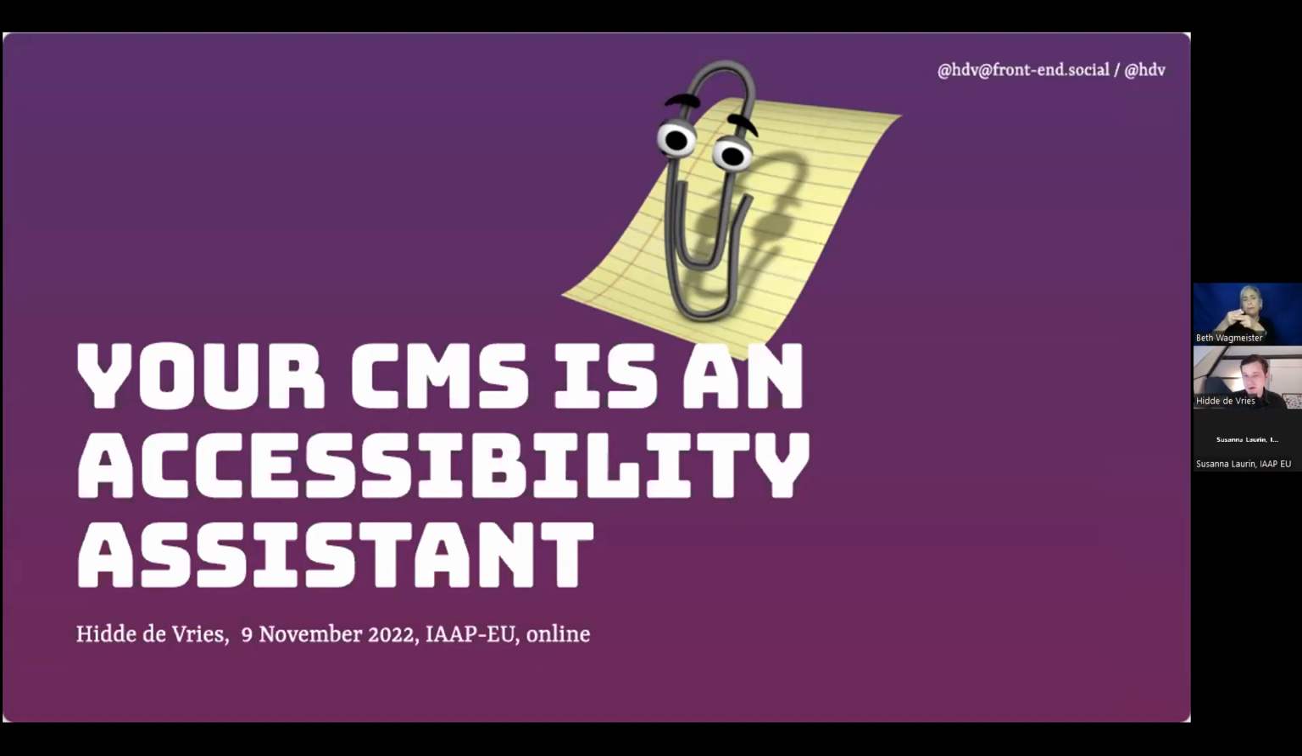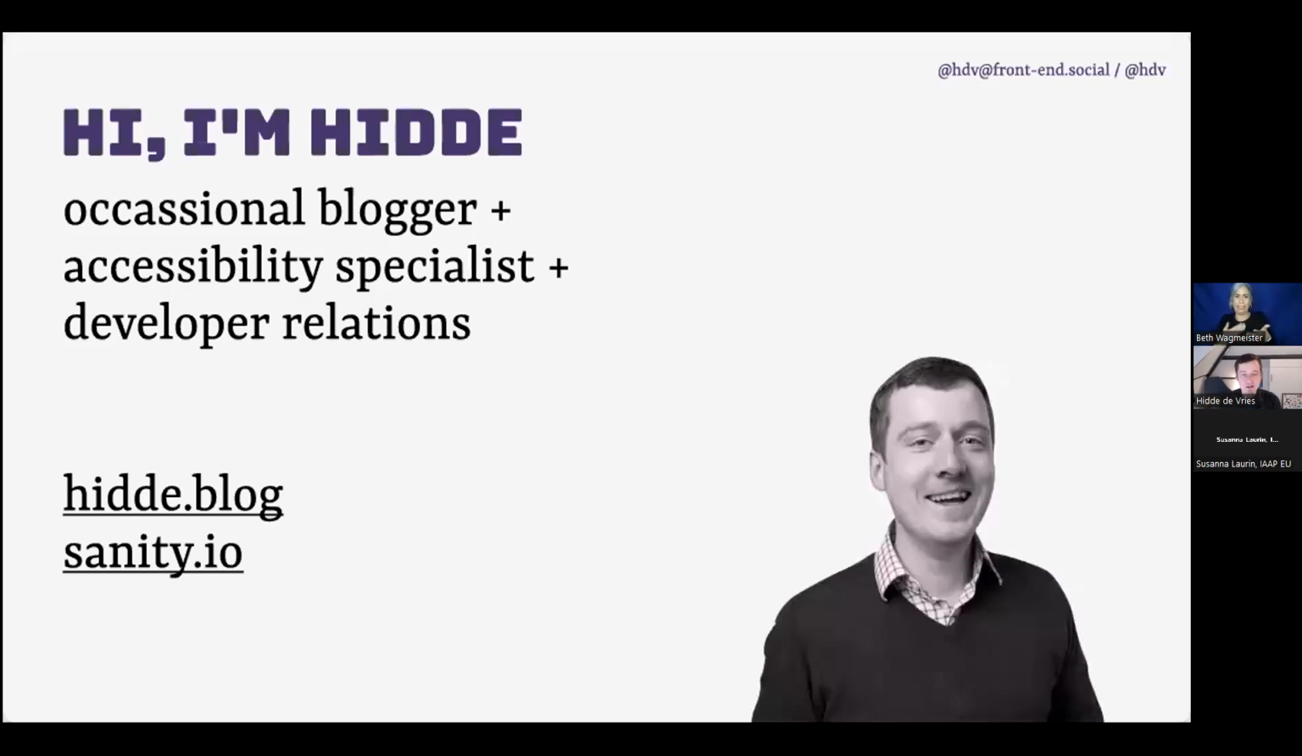Briefly, a quick introduction. So my name is Hidde, as Susanna said. I like to blog. I write a lot about accessibility, web standards, HTML, CSS, all sorts of things on my blog. That's hidde.blog. I registered this domain solely so that I can more easily share the URL with people. I'm also an accessibility specialist, having worked as both a front-end developer and an accessibility person for over a decade with lots of different organizations like governments and e-commerce and more like that.